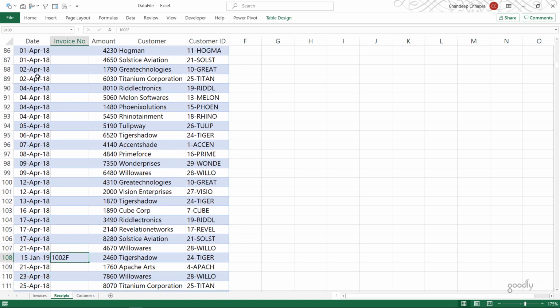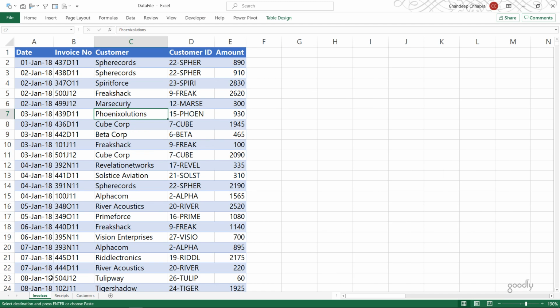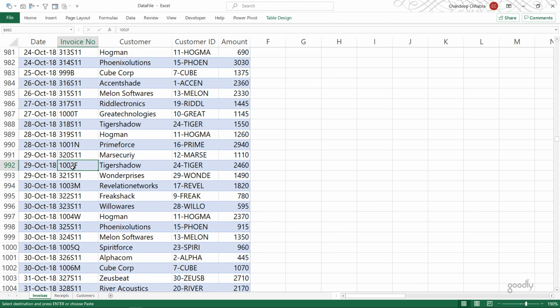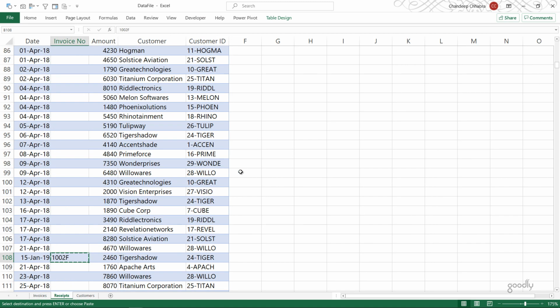You can see that we have an invoice number here. On the 15th of January, Tiger Shadow paid 2460 against this invoice number. Now this invoice could possibly have been paid in two installments. Let me go find this invoice in the invoices sheet. So I'm going to come here. This invoice value was 2640 and this entire amount was paid in one shot on the 15th of January.